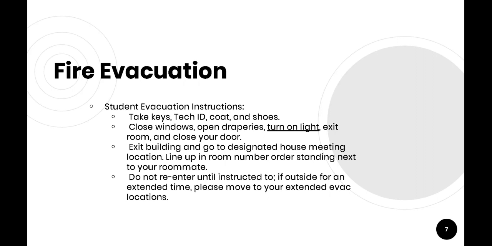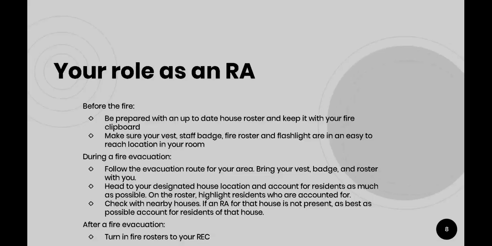When you exit the building, go to your designated house meeting location and line up in room number order, standing next to your roommate. So that's what we tell our students to do. Those fire evacuation locations are linked on the Canvas page right below this presentation. And then please do not re-enter until instructed to. Even if the alarm goes off, know that that doesn't mean that the building is ready to be re-entered. Make sure that you're waiting for a verbal or other indication from professional staff or emergency responders.